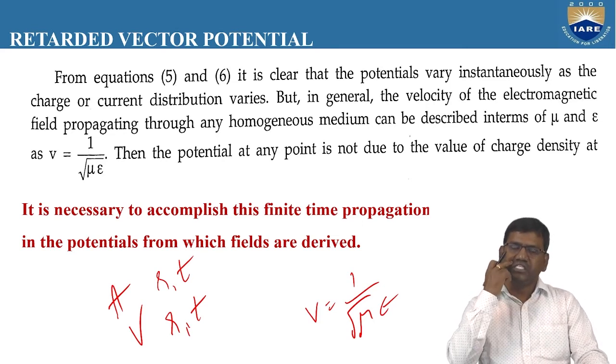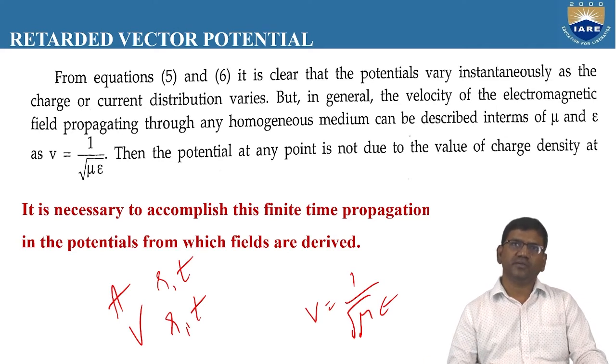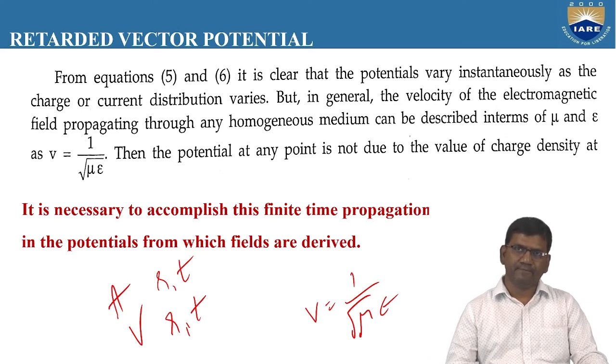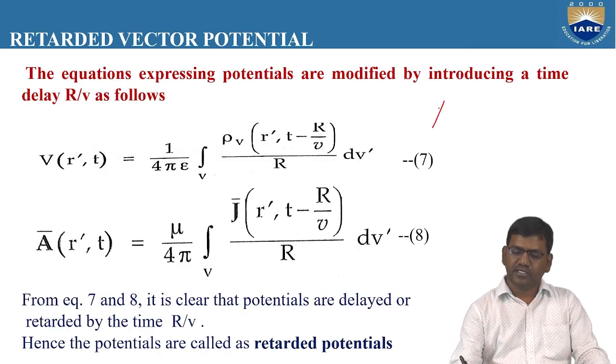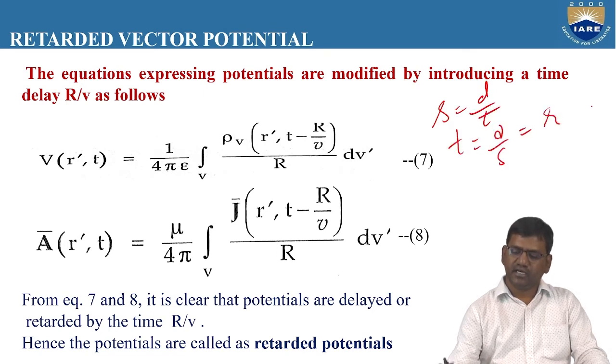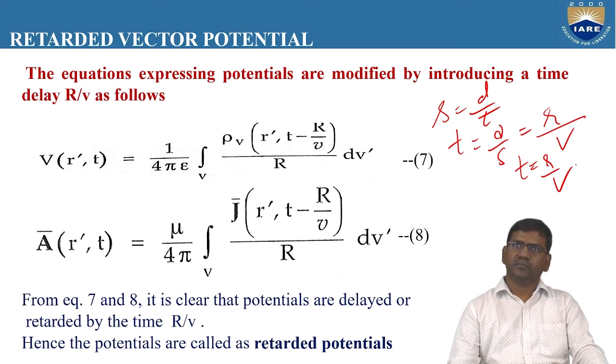That means these potentials are going to reach a distant point P after some time interval T, and we can write it as speed is equal to distance by time. We can write T is equal to distance by speed. Distance is nothing but R, and speed is equal to V. So T is equal to R by V.